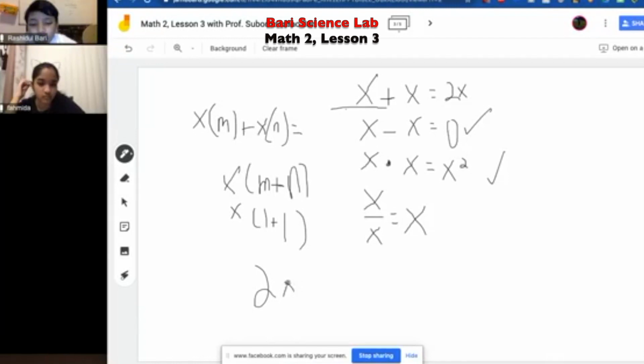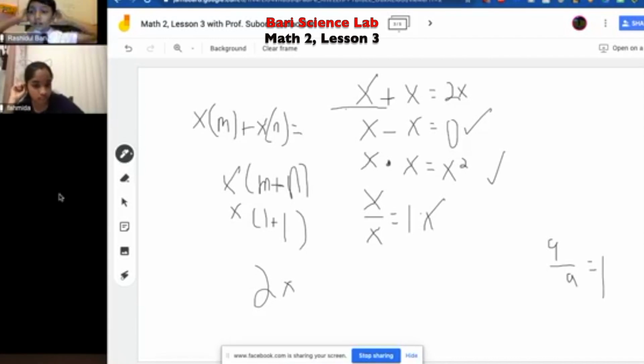And for x divided by x, well, since any number divided by itself is 1, if they're the same number, then that also should be 1. So you got the outer ones wrong, the inner ones correct. Okay. Now do it again.